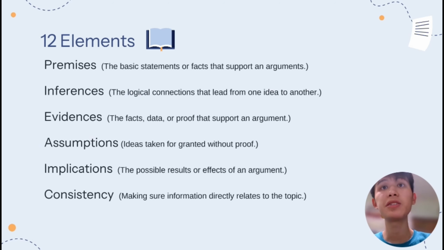First, we have premises. These are the basic statements of facts that support an argument. So if the premises are weak or false, the whole argument will fall apart. For example, someone says that all students hate studying. That is a weak premise because it's a generalization that isn't always true.